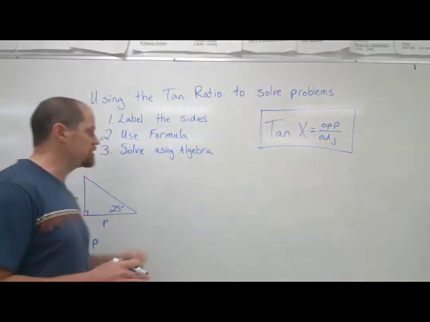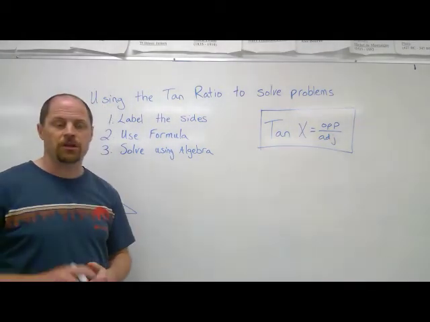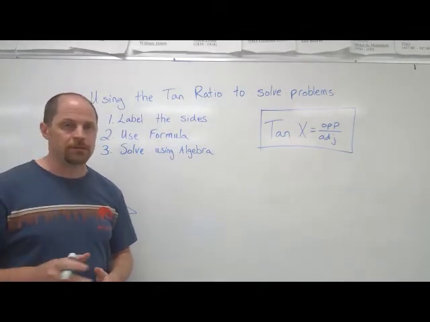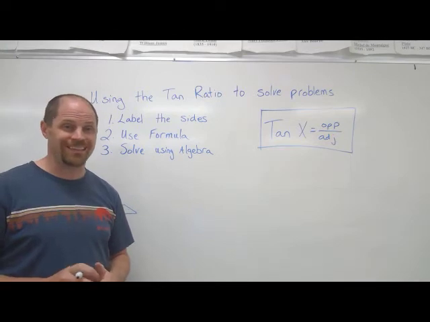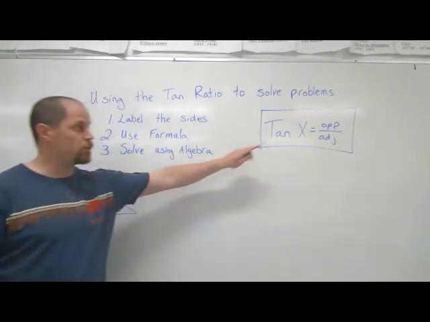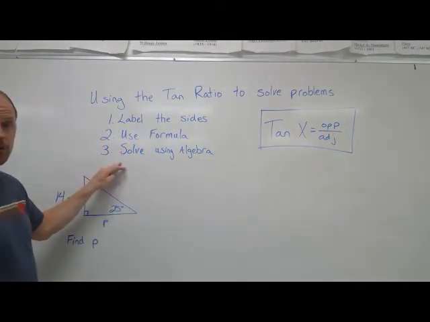So the key thing is we've got 3 steps. Label the sides. Always label the sides first. You'll try to skip this step, you'll try and do it in your head, but take the extra 10 seconds. Label it before you start. Use the formula, and we've only got one formula, the tangent ratio, right now, and solve using algebra.